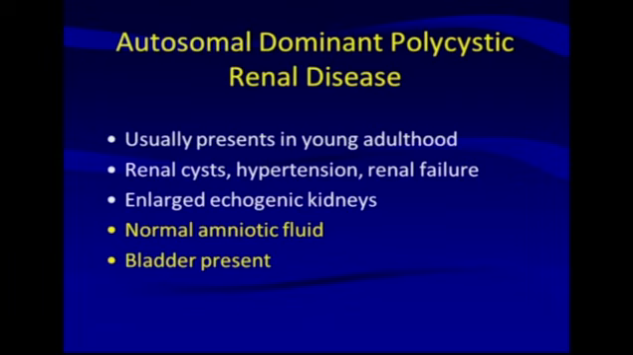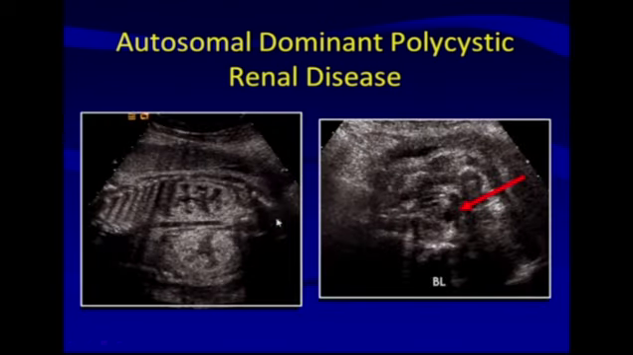But there isn't as much damage to the kidneys in that these kidneys are able to produce urine, resulting in normal amniotic fluid and fluid within the bladder. You can see here we have these large echogenic kidneys in this fetus that had autosomal dominant polycystic kidney disease. There is a little bit of fluid and urine within the bladder in this particular case. And this fetus had a mother and a grandfather, both with autosomal dominant polycystic kidney disease.